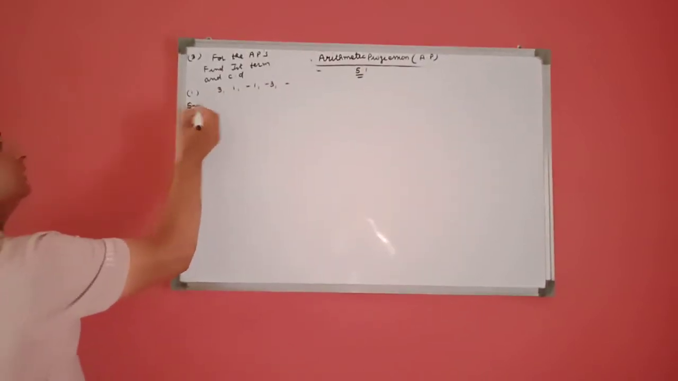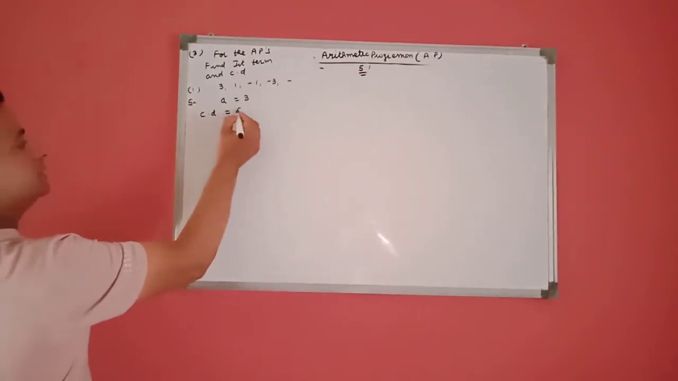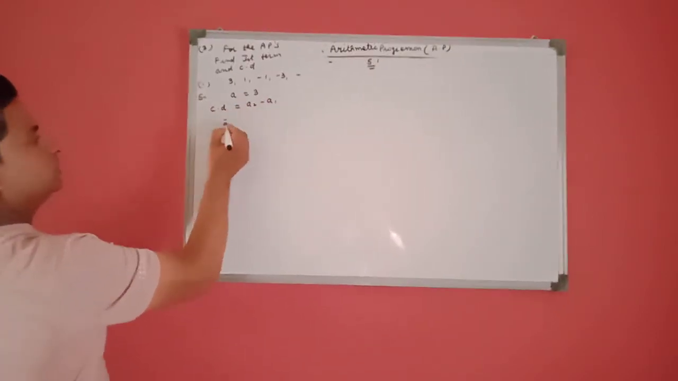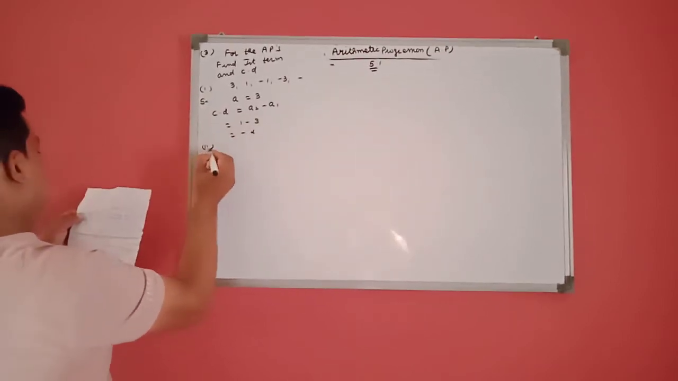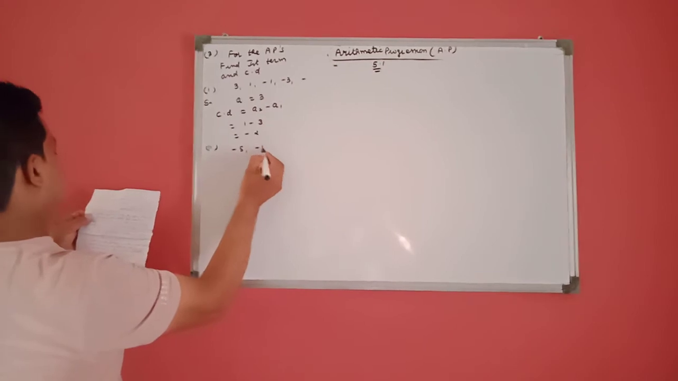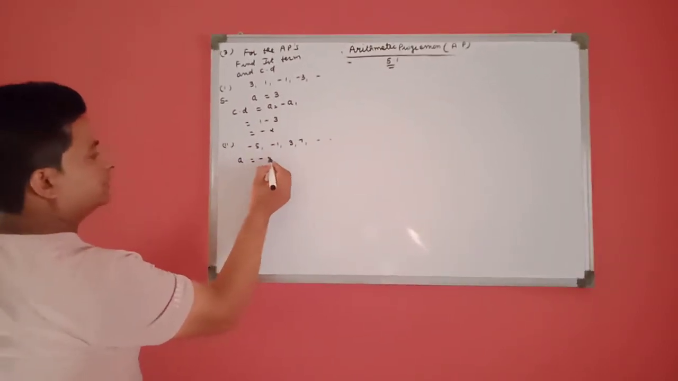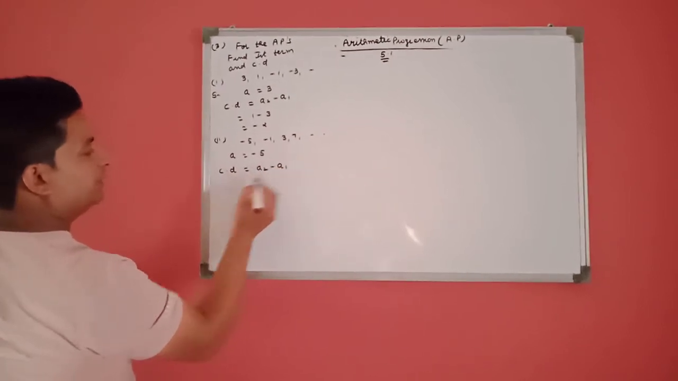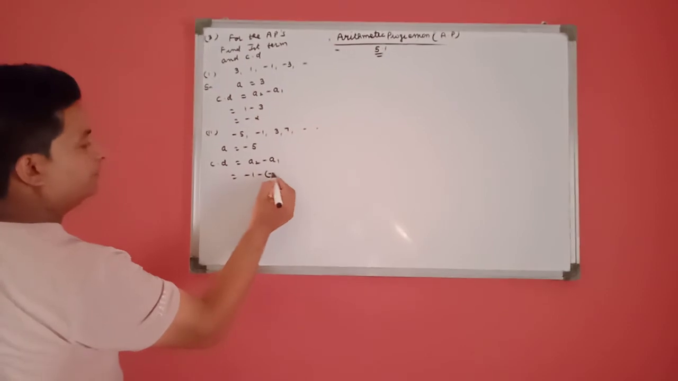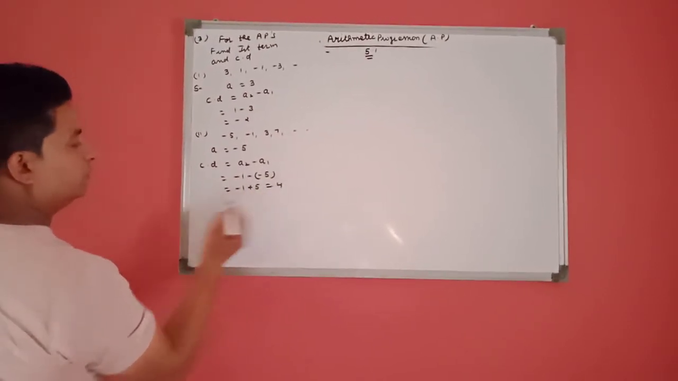In this question, the first term is 3 and the common difference is a2 minus a1. So this is 1 minus 3, which is minus 2. Second part is minus 5, minus 1, 3, 7. In this, the first term is minus 5, the common difference is a2 minus a1, which is minus 1 minus (minus 5), minus 1 plus 5, 4.